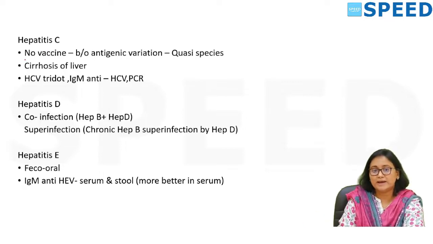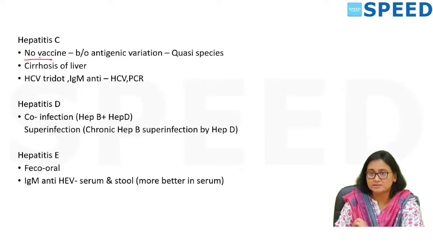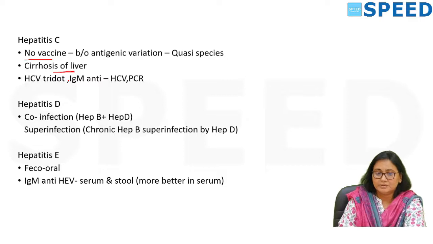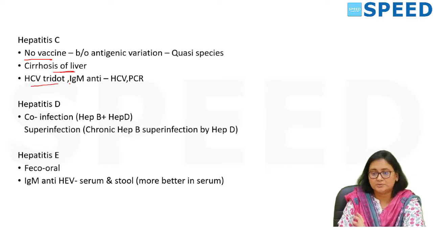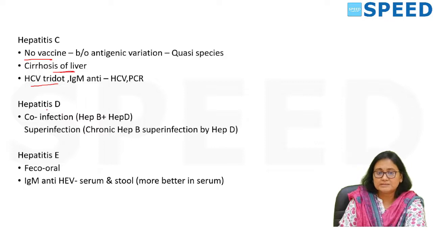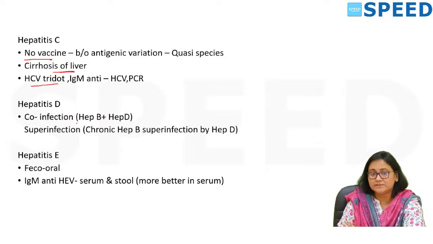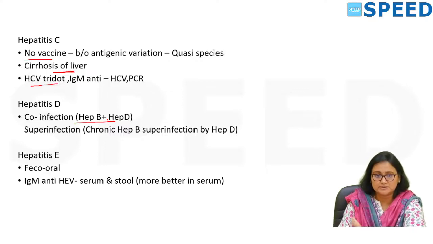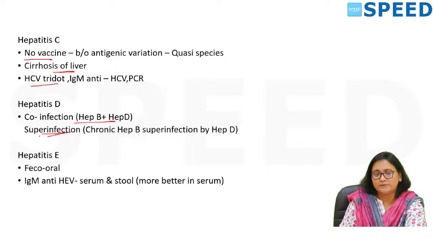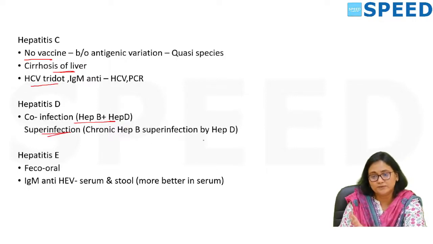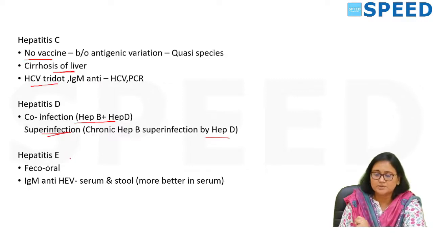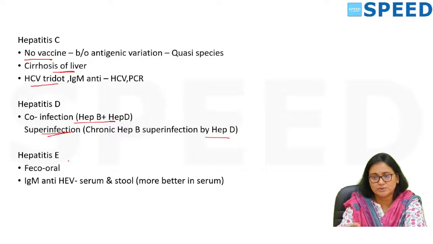Hepatitis C, you don't have a vaccine because there are antigenic variations, so you don't have a vaccine for this. It leads to cirrhosis of liver. You can detect by HCV tri-dot or PCR can be done. Hepatitis D is always a co-infection with which virus? Hepatitis B. So, whenever you get D, there will be co-infection with hepatitis B and there can be super infection, chronic hepatitis B, super infection by hepatitis D virus. Hepatitis E, feco-oral mode of transmission, you can diagnose with serum sample and stool sample for detection of IgM antibody.